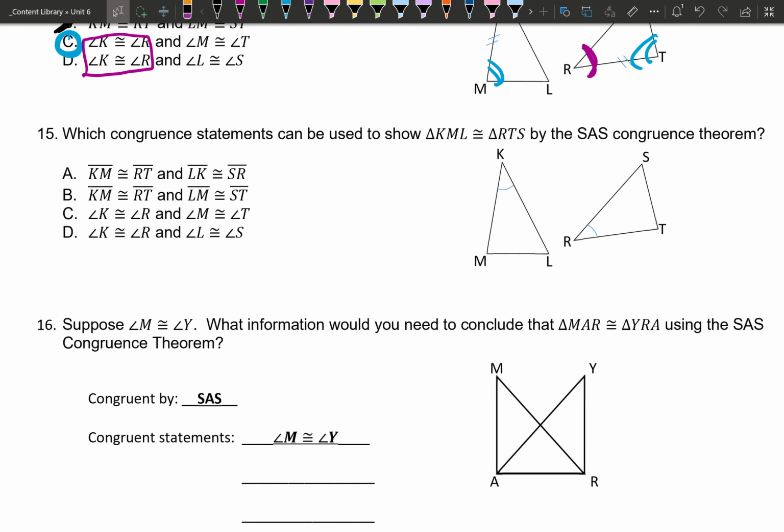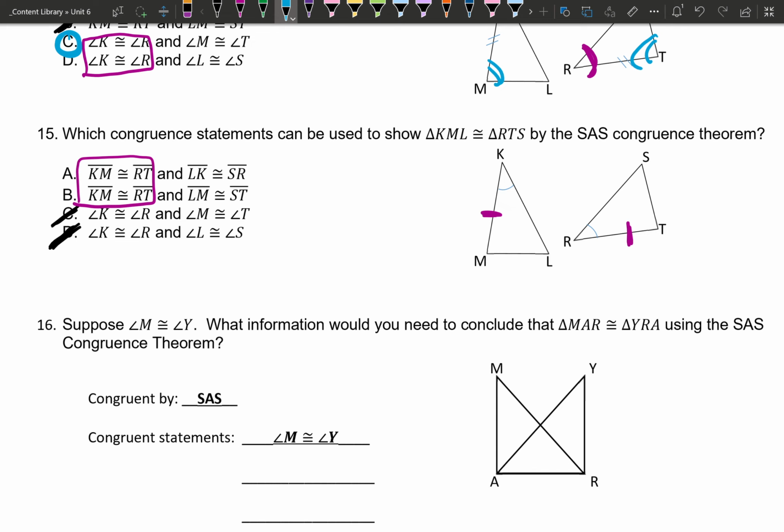Let's do the same thing for 15. Here, I'd like a congruence. Which congruent statements can be used to show that these two triangles are congruent by side, angle, side? Looks like I've got an angle marked, which means I need sides. I can cross off C and D because those are angles. Now A and B start exactly the same, KM and RT. Let's mark it, KM, RT.